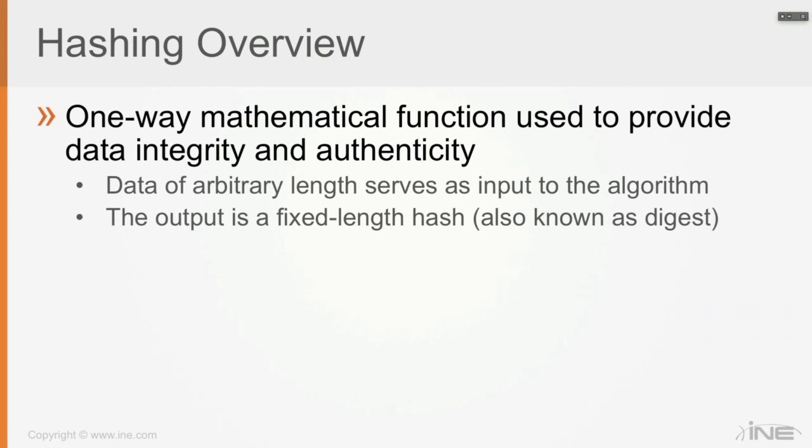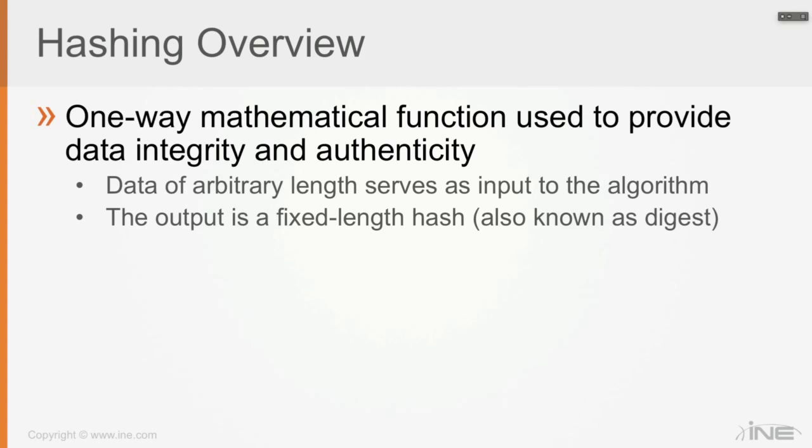So hashing is going to make use of a one-way mathematical function to provide data integrity and authenticity. It depends, of course, on where you use the hashing function. It may provide data integrity, so it's going to ensure that data was not modified in an unauthorized way, in transit or at rest. And data authenticity means it's going to confirm that the message was sent by the real sender, not by a spoofed sender, a malicious attacker.